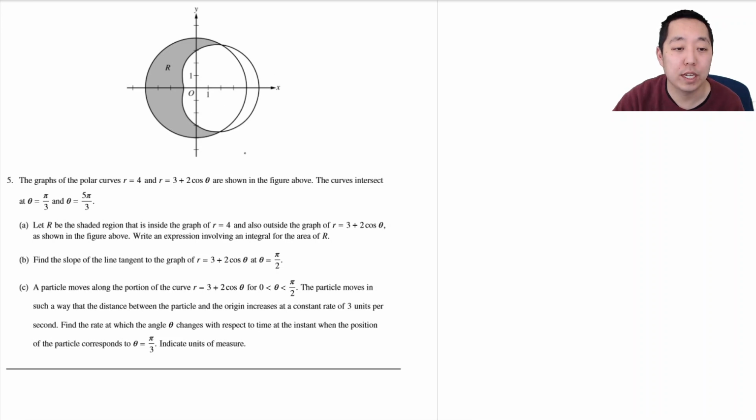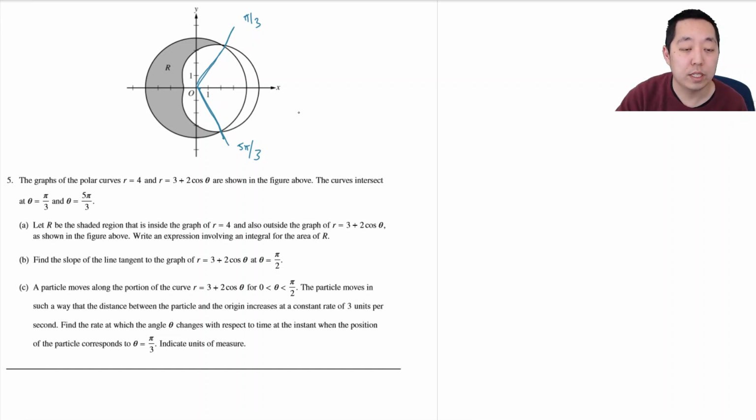Hi all, this is Alan with Bothell STEM Coach, and today we are continuing on to AP Calculus BC free response questions, and we're looking at number 5 here, which looks like a polar curve problem. The graphs of the polar curves are r equals 4, that's a circle, and r equals 3 plus 2 cosine theta, which is this little weird shape, I forget the name of it. And they intersect at, looks like here and here, and they're saying that theta is pi over 3 and 5 pi over 3. Let R be the shaded region inside the graph, also outside the graph there. Write an expression involving the integral for the area of R.